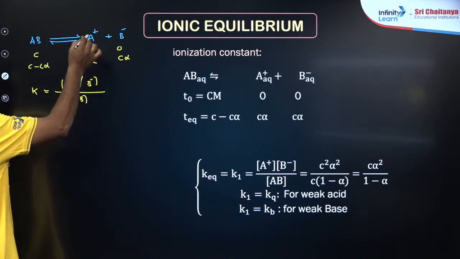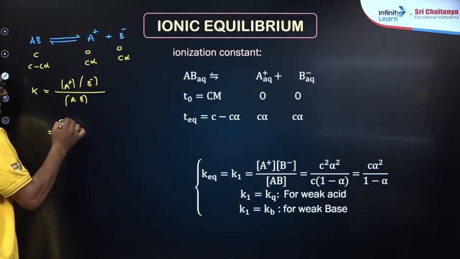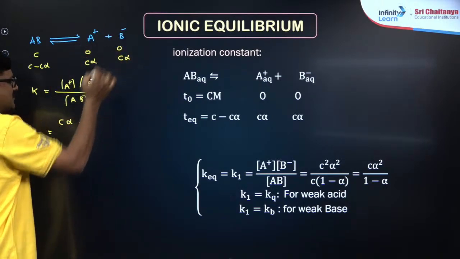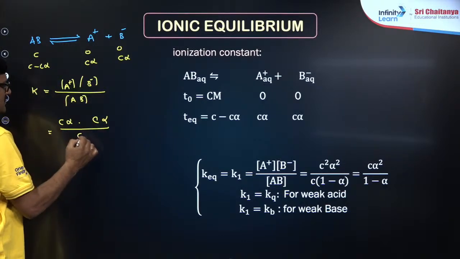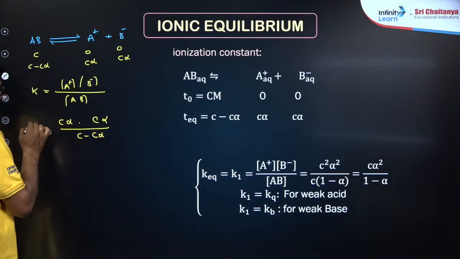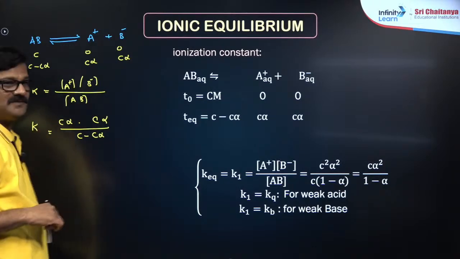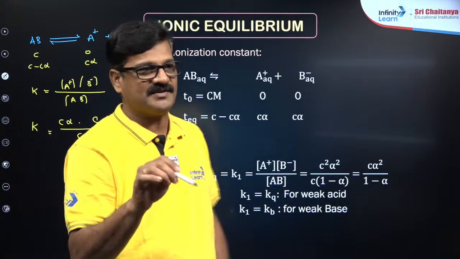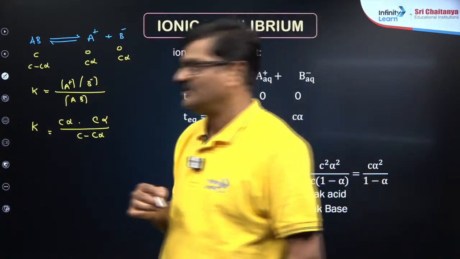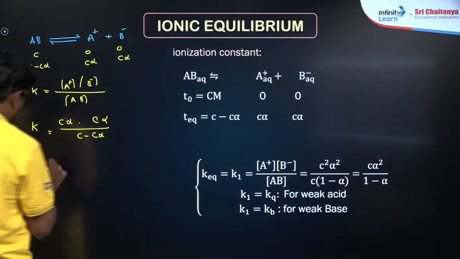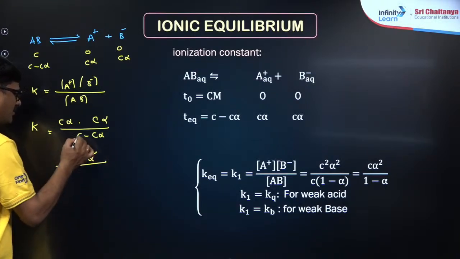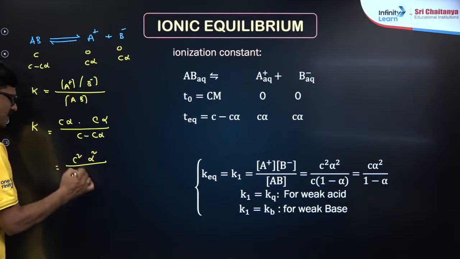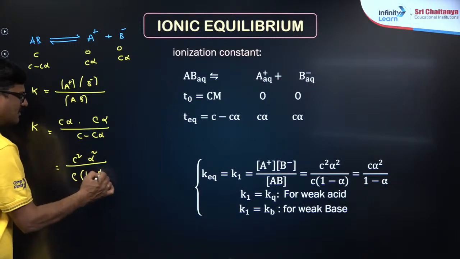So, A plus it is going to be C alpha, B minus it is going to be C alpha upon C minus C alpha. If it is for acid, it is Ka. If it is for base, it is Kb. Got it? So, you can write this as C square alpha square upon C times (1 minus alpha).